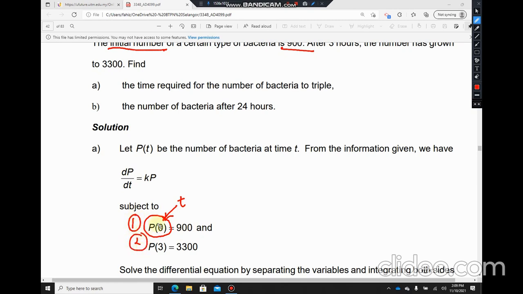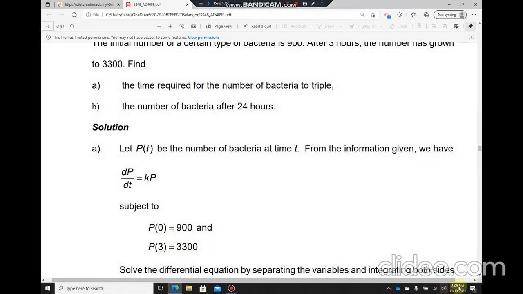And then second information, after 3 hours, the number has grown to 3,300. So next information is P(3). So when T equals 3, your population is 3,300. Kumpulkan dulu information. Okay, next step.